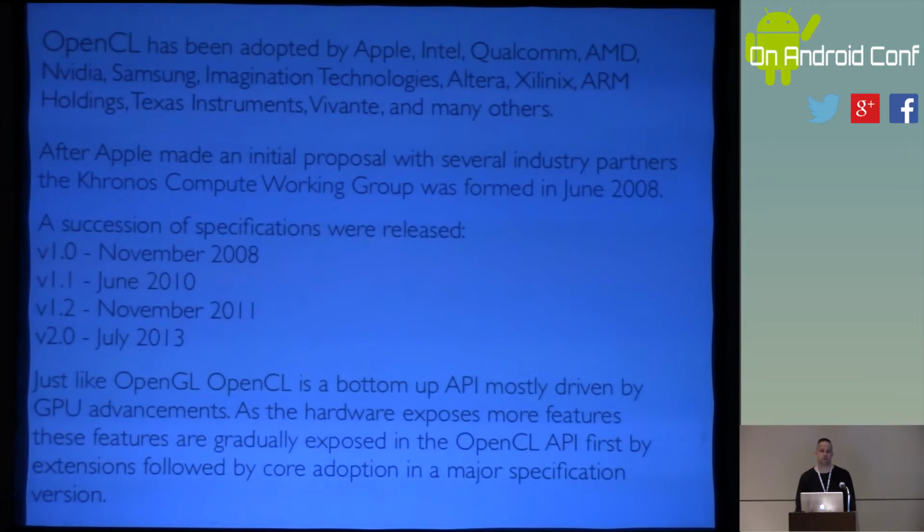OpenCL really has wide industry support. Practically every company except Google is interested in supporting OpenCL at this point in time. We'll get into the whole Google drama, which really came out in August. So this is all fresh, and we're living in an interesting time.